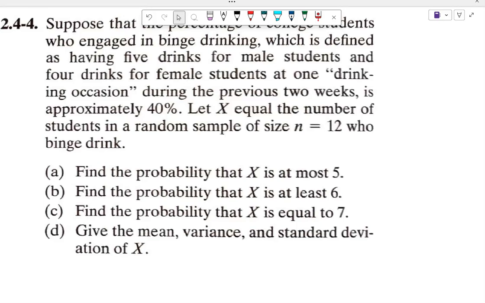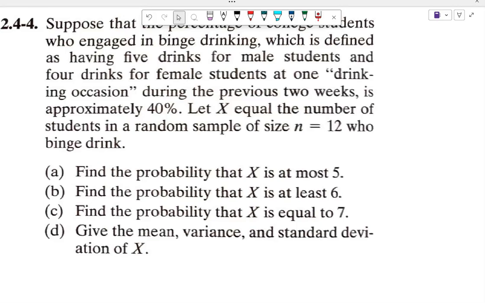We've got the percentage of students was 40%, and X equals the number of students in a random sample who binge drink. Which of A, B, and C is a PMF question? A single PMF question should be answered by directly plugging one number into your PMF. Which of those is? C, right? Because it says is equal to 7.